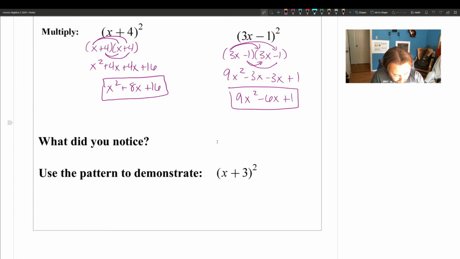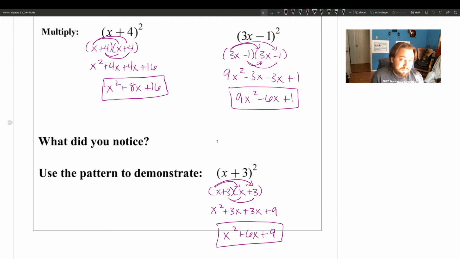Again, I'm going to go ahead and write out what the problem is so we don't get confused. x times x is x squared. x times 3 is 3x. 3 times x is 3x. And 3 times 3 is going to be 9. So we get x squared plus 6x plus 9. See the pattern yet?